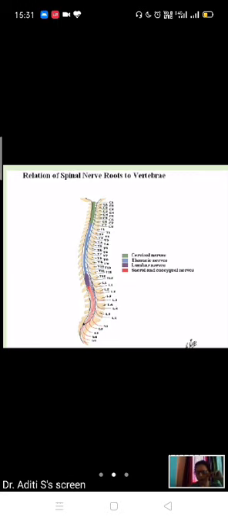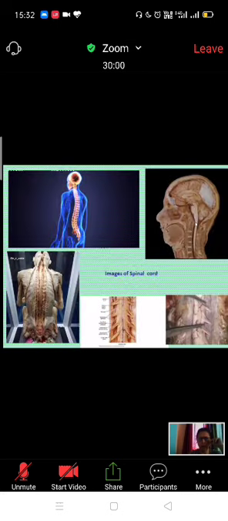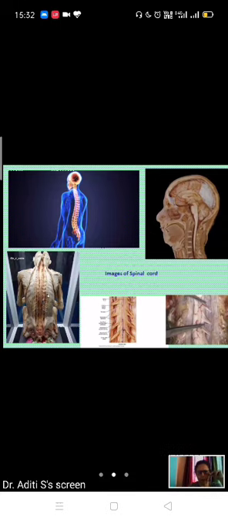Now the spinal cord structure. See, this is the spinal cord. It is continuous with the medulla oblongata, and it is white, like the white of a finger. The structure is S-shaped.